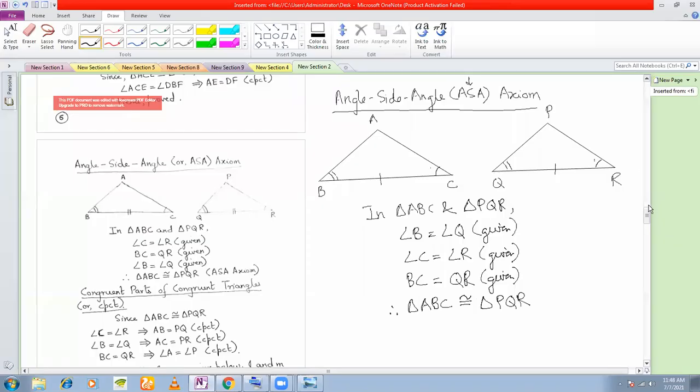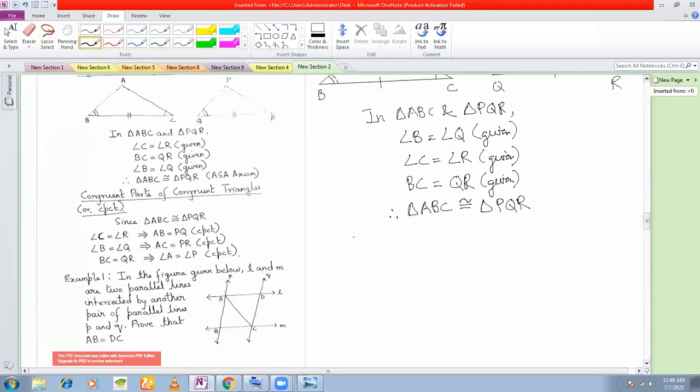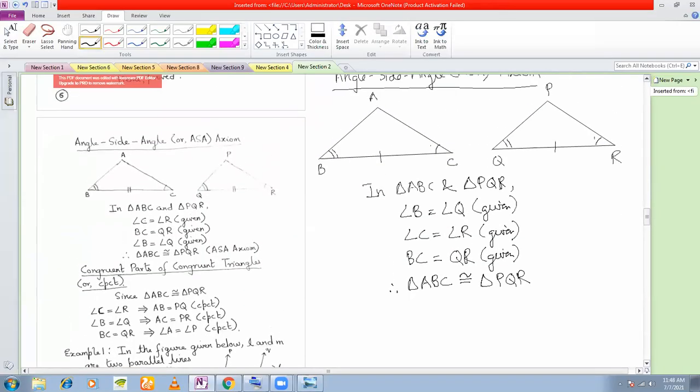Now the point is now CPCT, congruent parts of congruent triangles. What can you say? Once you have proved congruency, what you see is that opposite to this angle is this side. Opposite to this angle is this side. So you can say AC must be equal to PR. This is by CPCT, you can say. Also, if you see this triangle, opposite to angle C is this side and opposite to angle R is this side. So therefore you can say AB must be equal to PQ by CPCT.